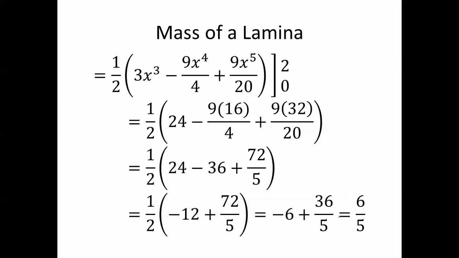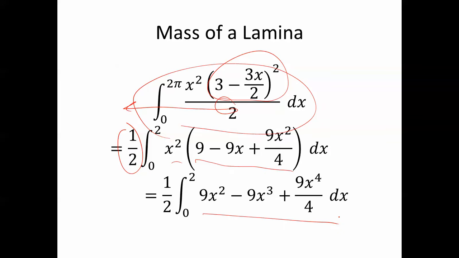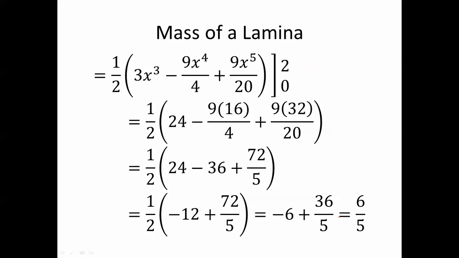So now when we integrate this with respect to x and plug in 2 and 0, this is what we get. Integrate with respect to x, we get 3x cubed minus 9x to the 4th plus 9x to the 5th over 20. Plug in 2 and 0, this is what we get. Plug in 2, we get this. Plug in 0, we get nothing. So we end up with 1/2 times 24 minus 36 plus 72 fifths, which is 1/2 times negative 12 plus 72 fifths, which is negative 6 plus 36 fifths, in other words, 6 fifths. So that would be the mass of the lamina, 6 fifths.